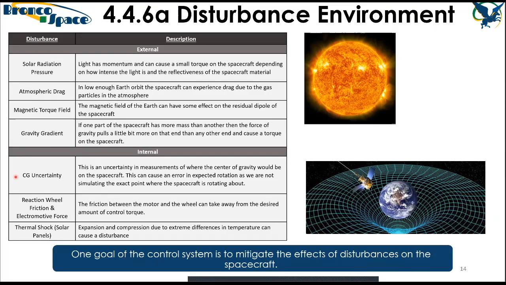There are some other internal disturbances we run into too, like CG uncertainty. This isn't a huge problem for CubeSats actually, because usually CubeSats aren't losing mass while they're operating. There's no propellant being burned or anything like that. So if you get a good CG on the ground, it kind of sticks.